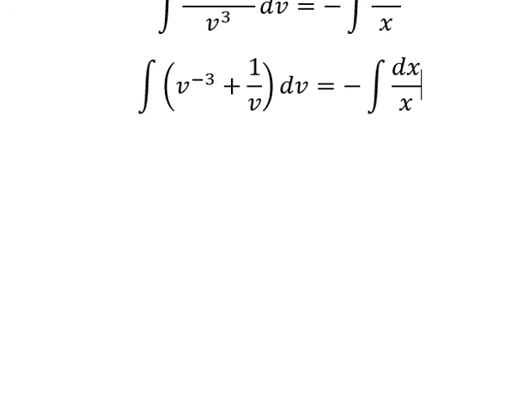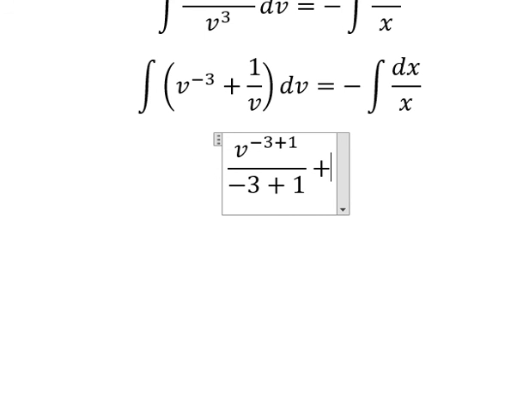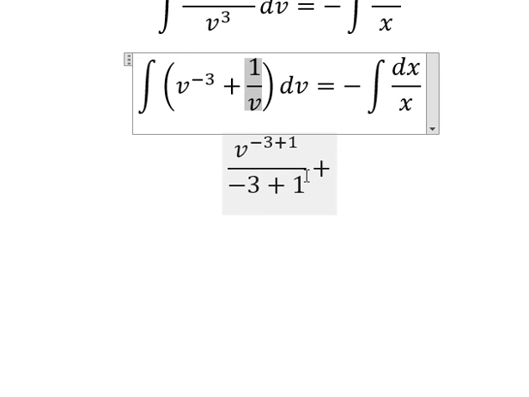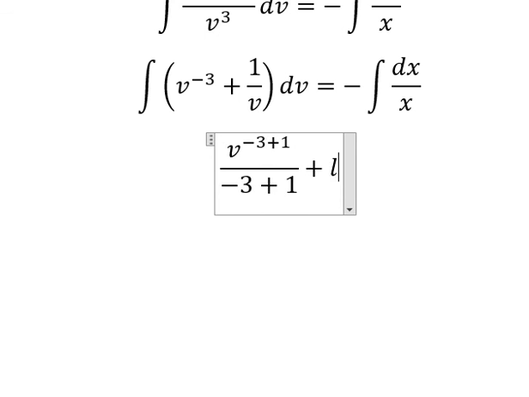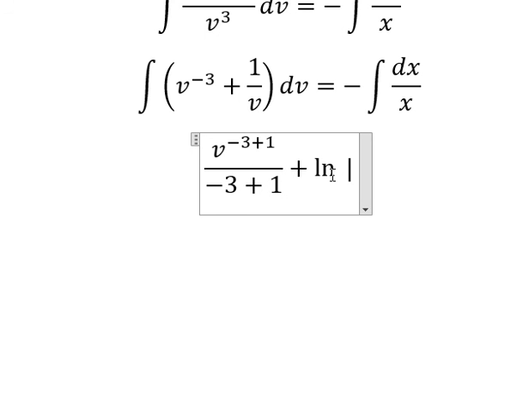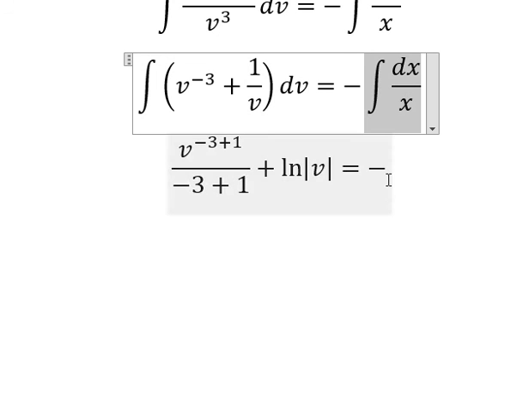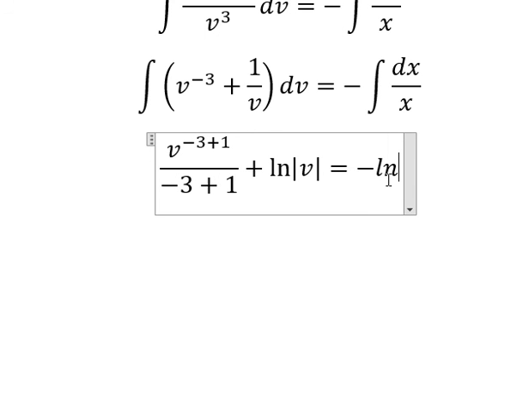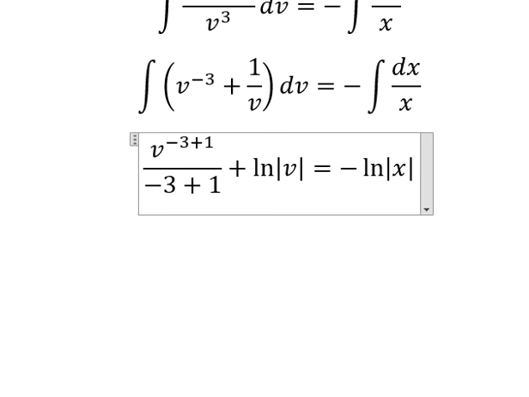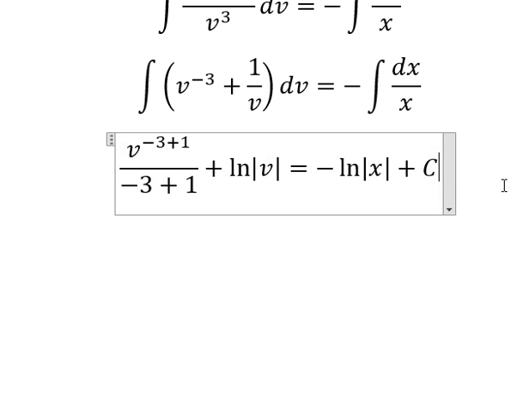So the integration of this one, we have v to the power of negative number 3 plus 1 over negative number 3 plus 1. The integration of this one, we have ln of the absolute value of v. The integration of this one, we have ln of the absolute value of s, and I will put c.